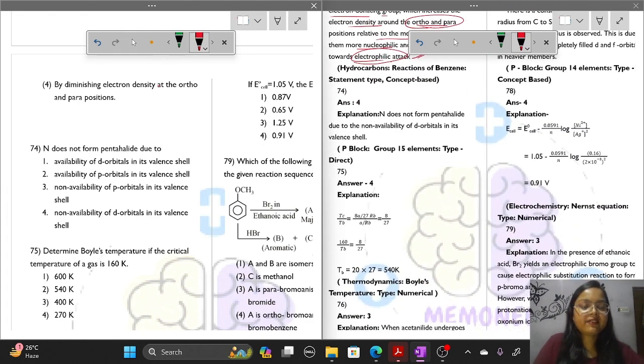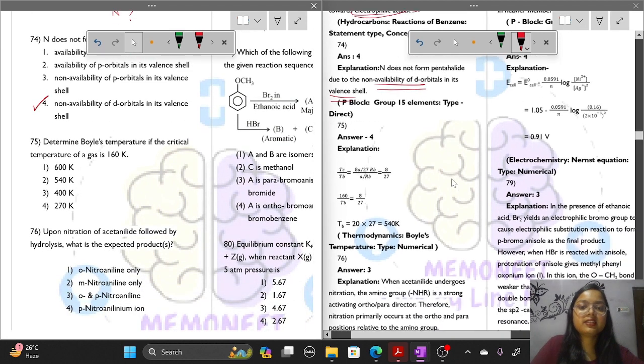For question number 74, nitrogen does not form pentahalide due to, why does nitrogen not form pentahalide? Due to the non-availability of d orbitals. It does not have any d orbitals.